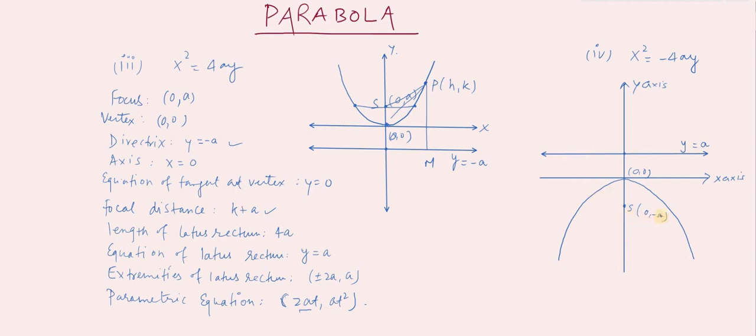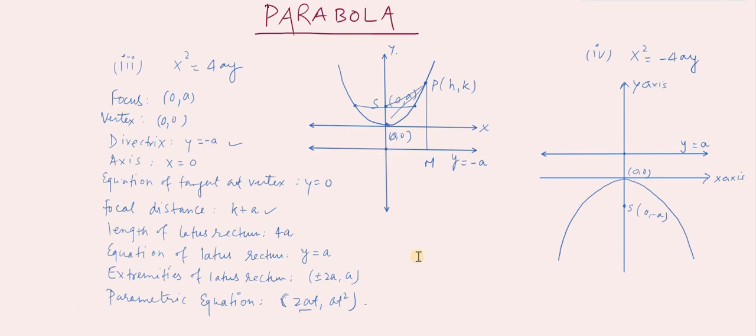Its focus is 0 comma minus a. Axis is obviously y-axis, and directrix is y is equal to a. And we can find the terms associated with this special parabola. As focus is 0 comma minus a, vertex will be same, directrix will be y is equal to a, equation of tangent at the vertex is same, y is equal to 0. Focal distance will be different.